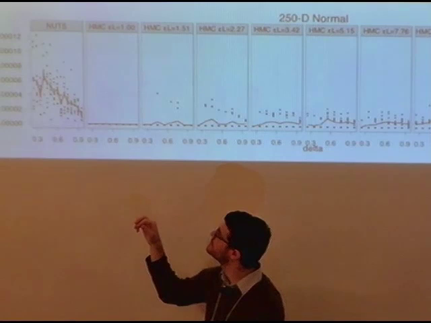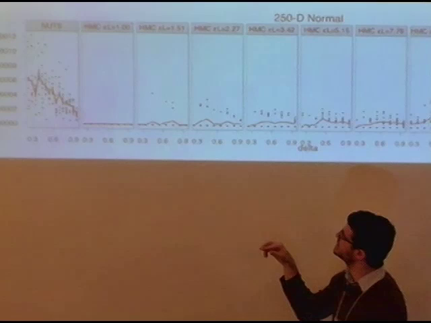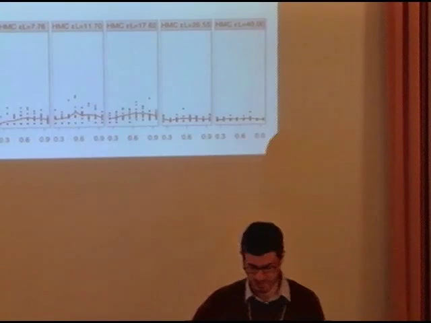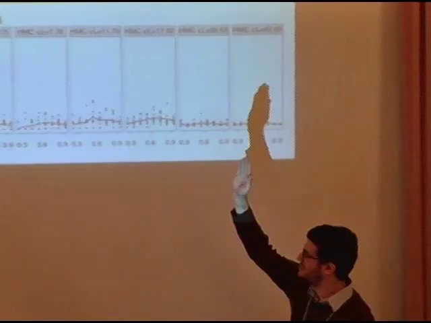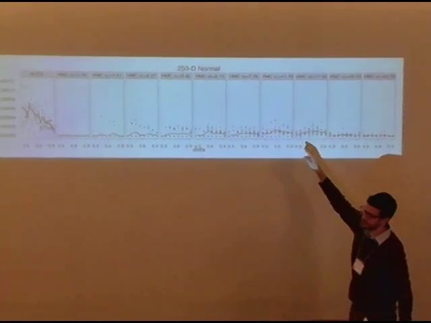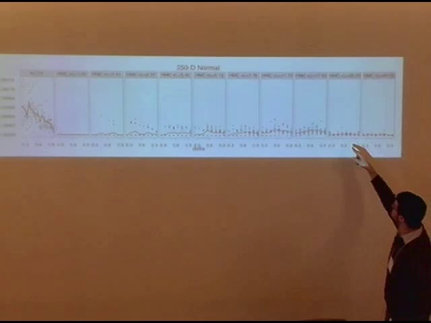And so for this example, the 250-dimensional normal, NUTS actually outperforms HMC no matter what trajectory length you use. And indeed, as is well known, HMC's performance strongly depends on the trajectory length that you choose. Each one of these subplots, aside from the one at the far left, is HMC with a different trajectory length. Around here in this area, you're doing reasonably well, although not as well as NUTS. But if you go too far, your performance suffers. If you don't go far enough, your performance suffers.